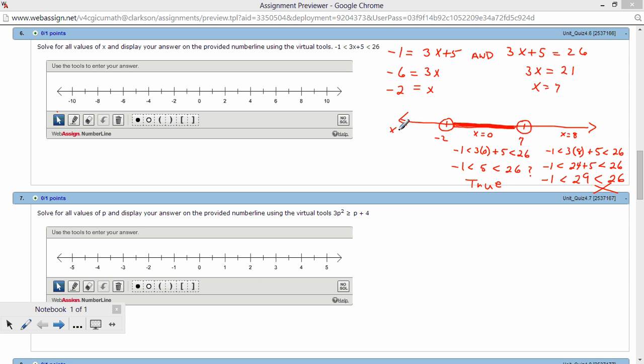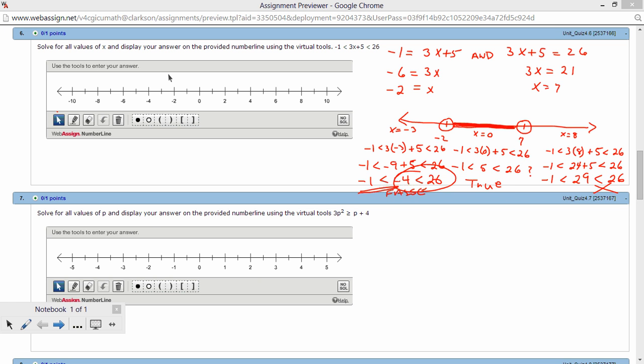And then likewise, you would do the same thing with a test number of -3. So -1 is less than 3 times -3 plus 5. Is that less than 26? Well, that gives me -1 is less than -9 plus 5, which is less than 26. And so -1 is less than -4 is the first part of our condition, and that's false. That fails. -4 is less than 26. The second part's true, but you failed right here on -1 being less than -4. And as I mentioned, both parts have to be true. So the only solution are the numbers from -2 to 7.